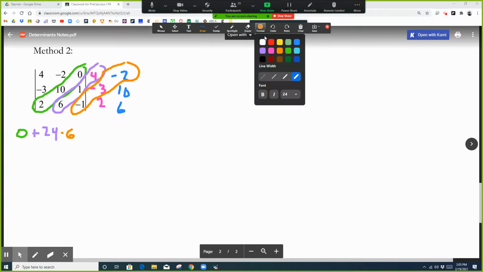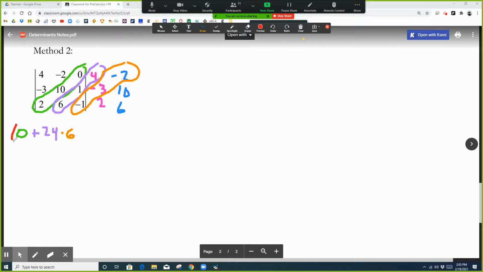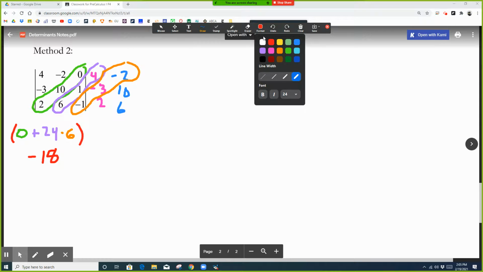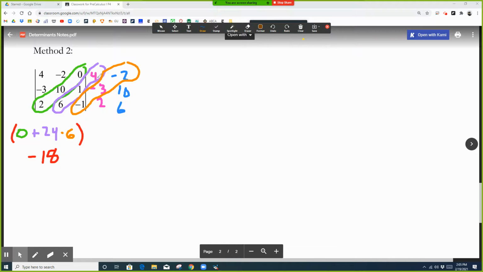All right, so we'll add those up. And that's a negative 6, so that's going to be negative 18. Okay? Now, we're going to do a similar thing, but we're going to go in the opposite direction. So now we'll go from the upper left corner and multiply these together. So 4 times 10 times negative 1 would be negative 40.